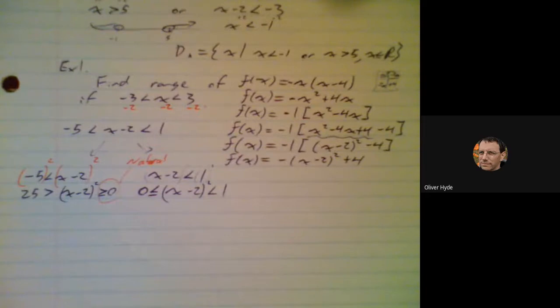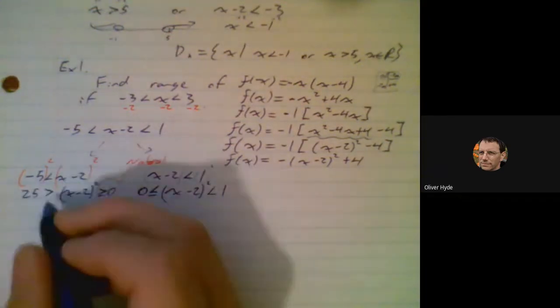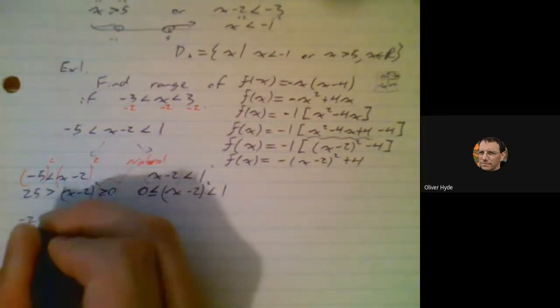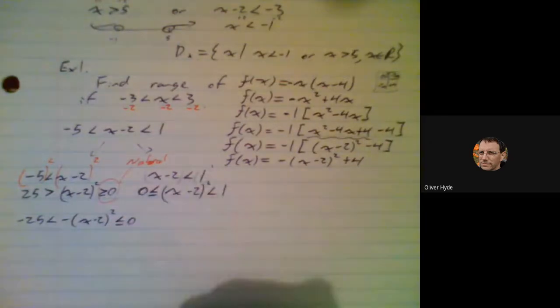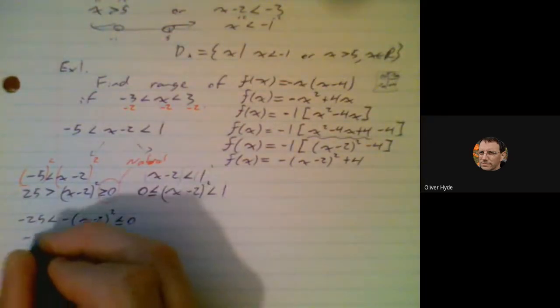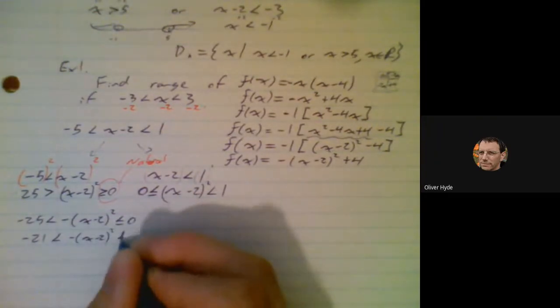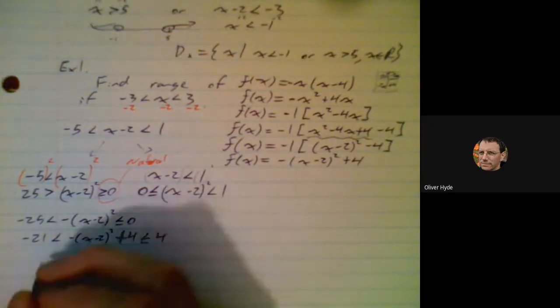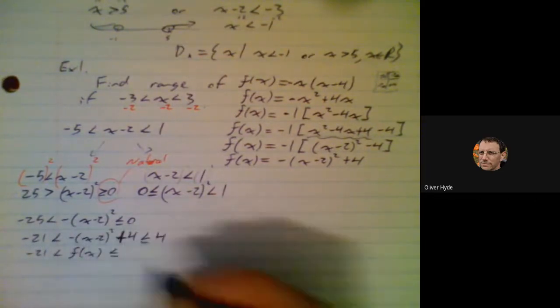I mean, it's easy to understand that the square of a real number can't be negative. Next, I'm going to multiply both sides by -1, on the inside, left side, and right side here. That'll give me -25 is less than the opposite of x minus 2 all squared is less than or equal to 0. And then I add 4 to the left side, the inside, and the right side. So this is telling me -21 is less than, is this f of x? Is less than or equal to 4.